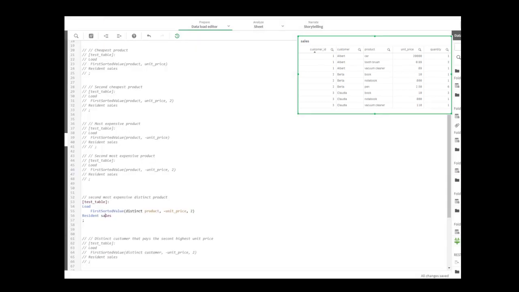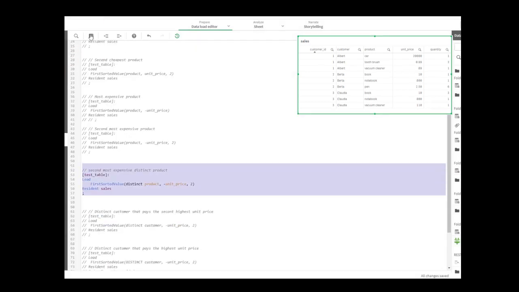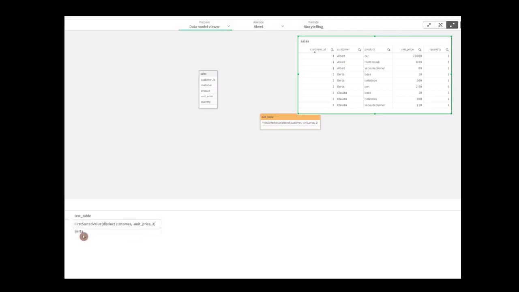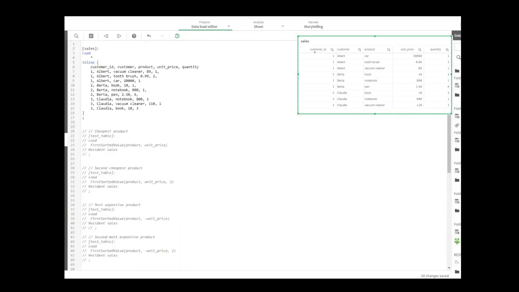Let's try the same, but with customers this time. So we would like to get the customer, the distinct customer that bought the second highest unit. It is Berta. Why is it Berta and not Claudia? That is because of the loading order of the table. We see that Berta bought a notebook, and also Claudia bought a notebook of 800, but later in the table.